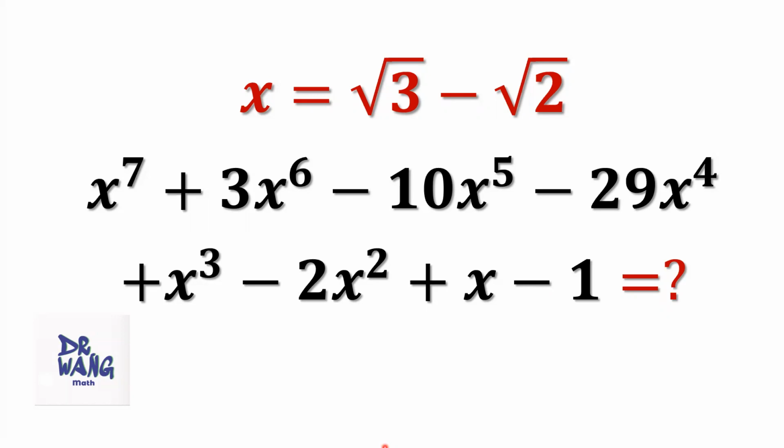Here is the question. If x equals square root of 3 minus square root of 2, what is the value of this 7th degree polynomial? Due to the special structure of x, which is the difference of two square roots, if we plug in x value into this 7th degree polynomial directly, it will make this question more complicated. The highest power is 6.